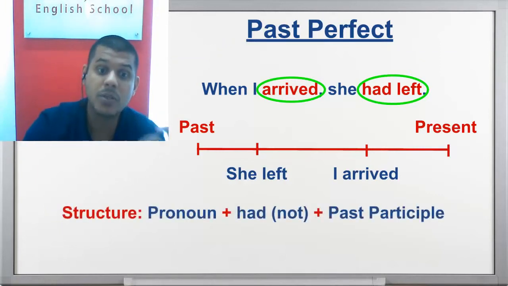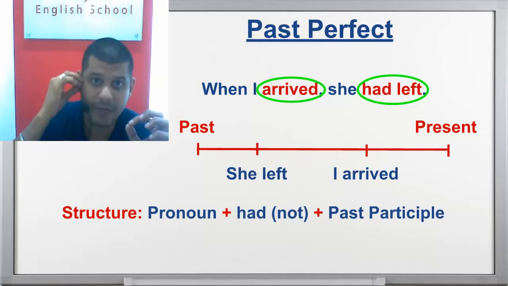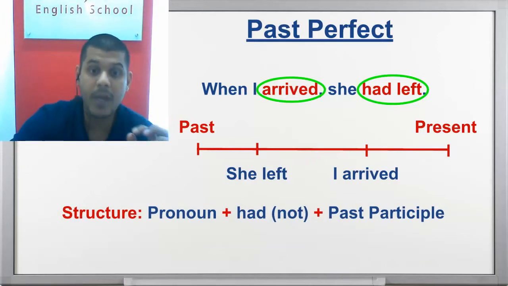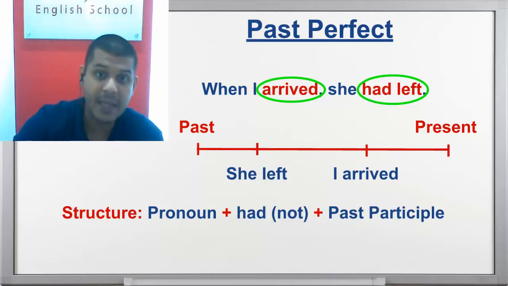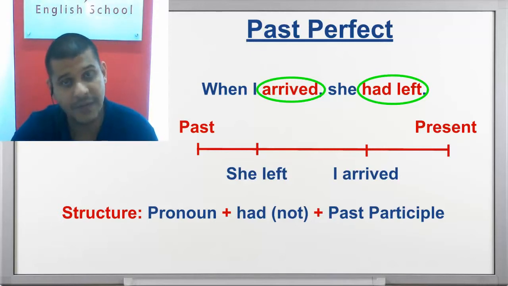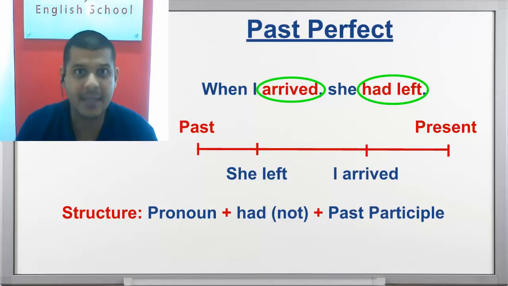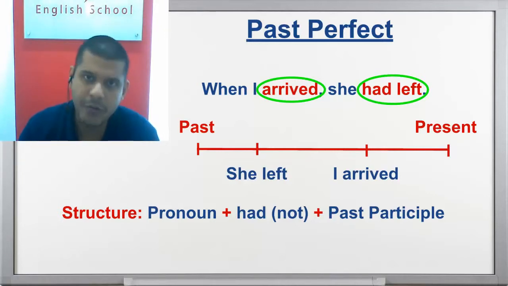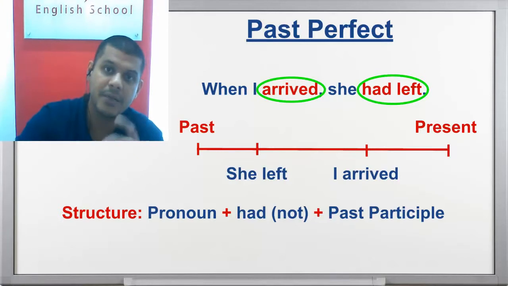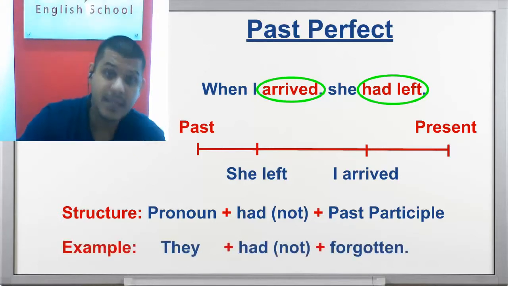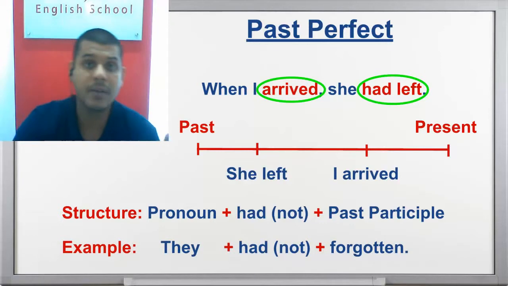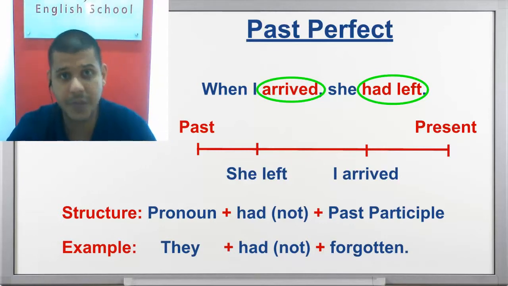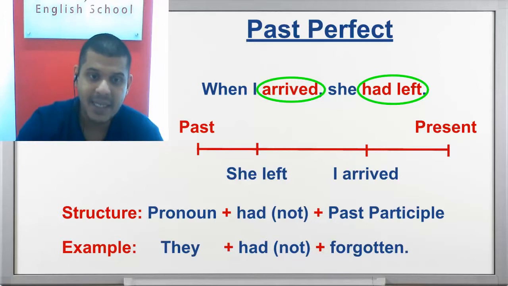Now, pay attention to this. Now, I am going to talk about the structure of the past perfect, okay? So we're gonna use the pronoun plus had or had not, if it's negative. Of course, you can use hadn't, yeah? So pronoun plus had or hadn't, plus the past participle. Now, for you to visualize, I'm gonna give you an example, right? So take a look at the example. They had forgotten, or they had not forgotten, they hadn't forgotten, right? So basically this is the structure of the past perfect.